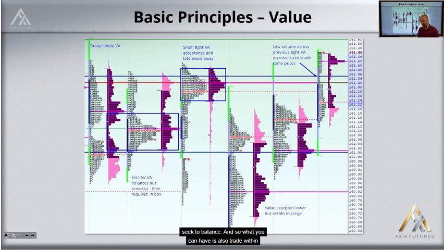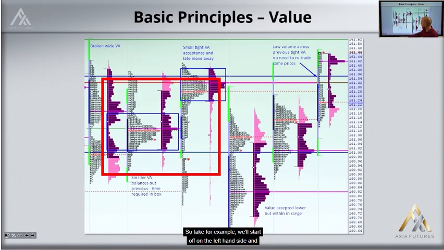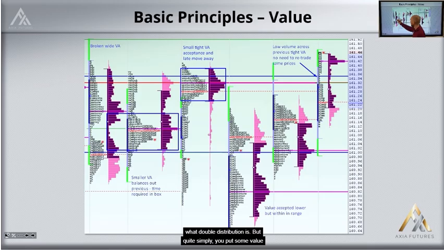And so what you can have is also trade within the day, within a value area and within parts of value. So take, for example, we'll start off on the left-hand side and move through sequentially. Wide broken value area here. You've got almost a double distribution. We'll talk about day types coming up, so don't worry if you're not sure what double distribution is, but quite simply, you put some value here, we've then put some value lower. So where's the area that there is no value? In the middle. We'll talk about low volume areas, what I call caves, in a little while.